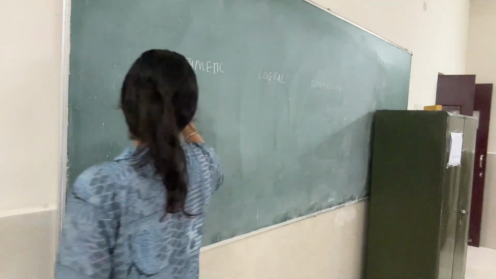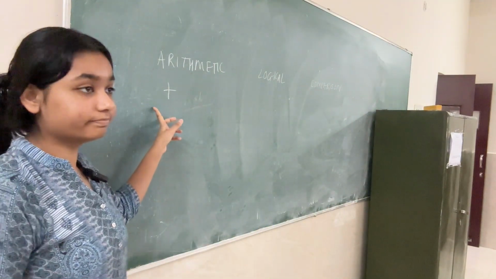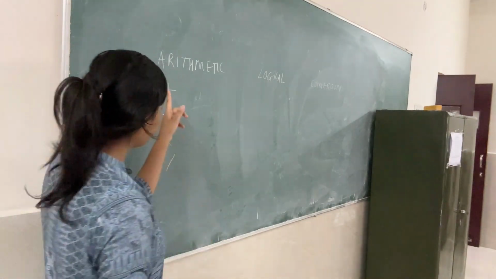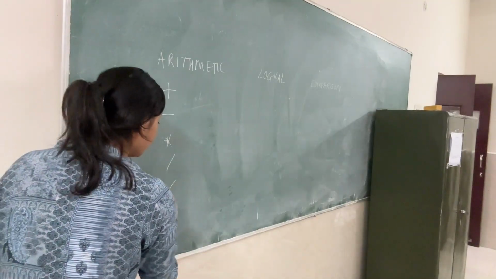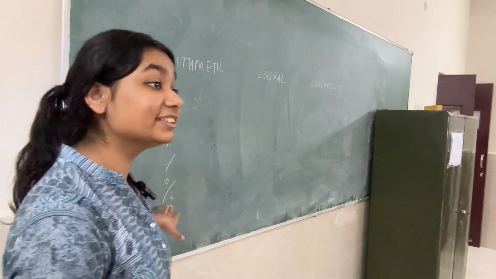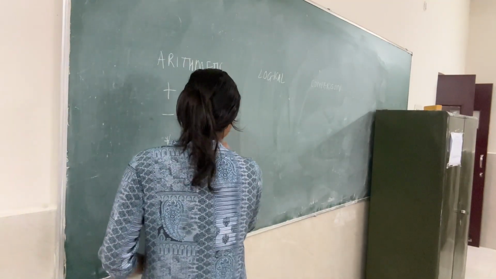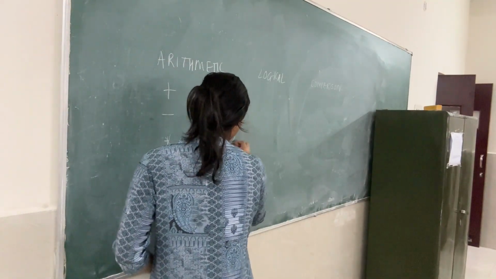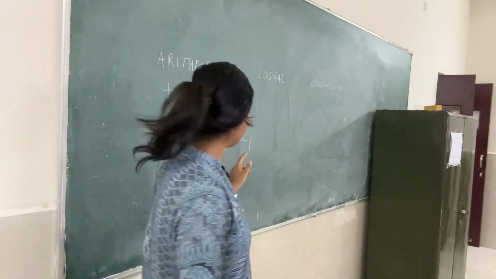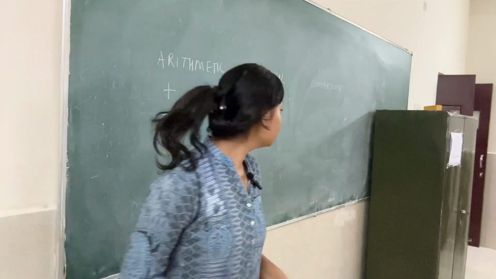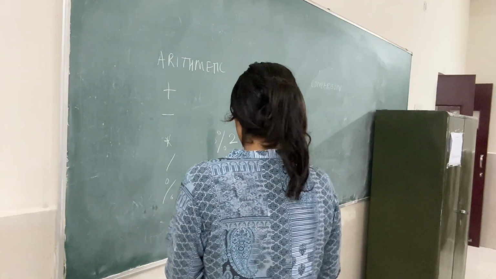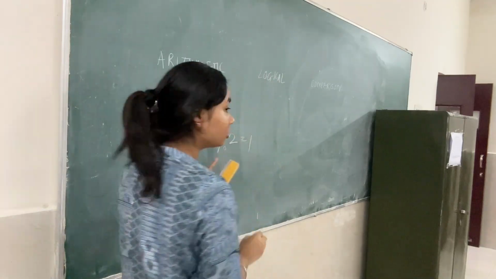So what does this operator do? Adds, subtracts. This is pretty simple, right? What does this operator do? It finds the remainder. So if you do 3 modulus 2, your remainder will be 1. It will give you 1. Or if you do 5 modulo 2, this will also give you 1.